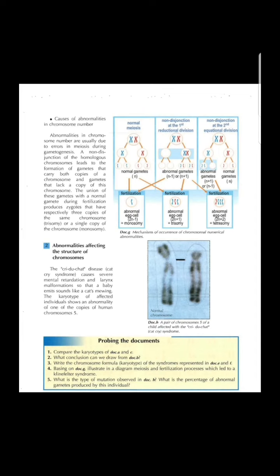So as you can see in document G, I have the non-disjunction of the first meiotic division, and I have a non-disjunction of the second meiotic division. I have a mistake during meiosis 1 or a mistake during meiosis 2. What happened in meiosis 1? In meiosis 1, I separate the homologous chromosomes.